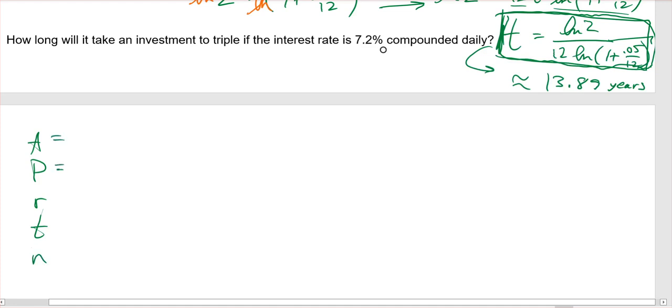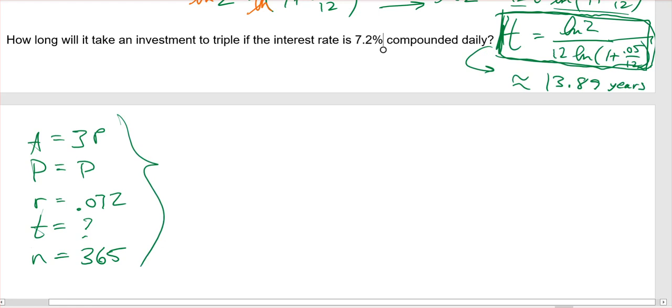Okay, so our amount, well, what are we going to put here? We don't have a principal, right? They didn't give us a principal, so we don't know what that is. It's just some number. But if we knew what it was, to triple it, we would have 3P, right? Okay, and then our rate, we've got our rate 0.72. Our time, this is what we're looking for, so we don't know what that is. And N, we're compounding daily, so it's 365 days in a year. Okay, so now we can take this and plug it into that nice formula there.